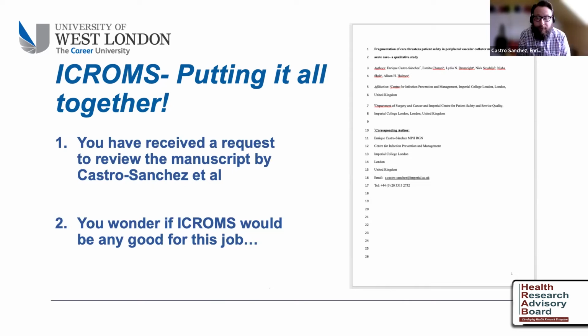And I very much hope that you also have had a look at the paper by this author, Castro-Sánchez et al. And imagine that you are a peer reviewer for a journal, and you have received a request from the editor to review the manuscript, and you're wondering whether this new tool that you heard about in a capacity development workshop in Pakistan, if this ICROMS tool will be any good for this job. So this is where I need your help, and this is where I'm going to give you some time to not just go through the different sections of the paper, which may be relevant, but also to hear your opinion.